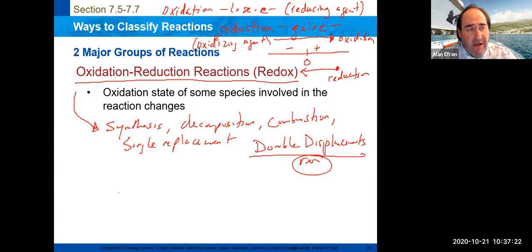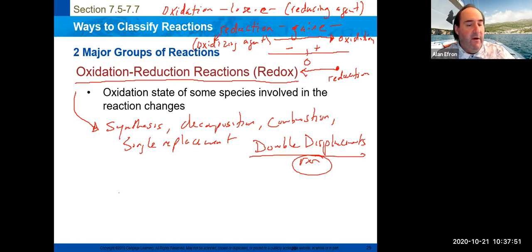We have the decomposition reaction, which is pretty much the opposite of combination. So in a decomposition reaction, you start with one thing and you break it apart into multiple substances. Also, again, a redox reaction, but specifically can be classified as a redox reaction as well. In addition, we saw combustion reactions, and there's really two types of combustion reactions.